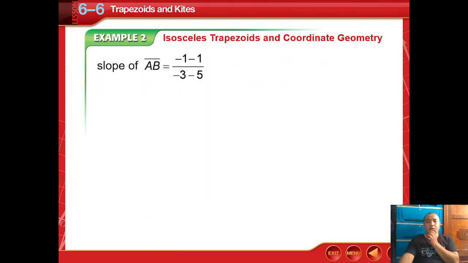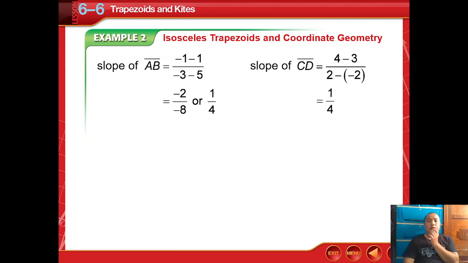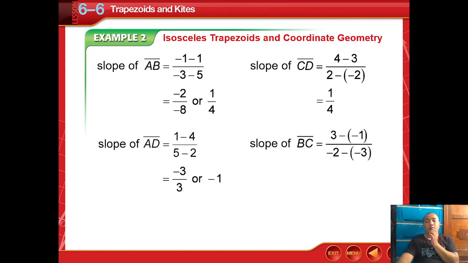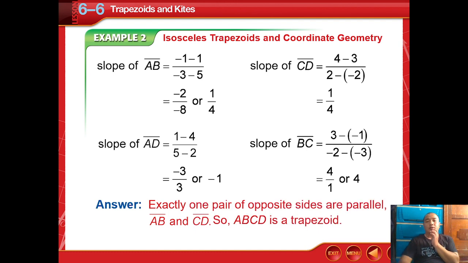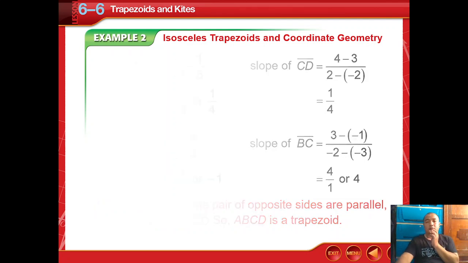So what's the slope of AB? 1/4. Slope of CD? It's also 1/4. Since they have the same slope, they are parallel. Slope of AD is negative 1, slope of BC is 4. They are not equal, so the legs are not parallel. There's only one pair of parallel sides, the upper base and the lower base. So exactly one pair of opposite sides are parallel, AB and CD. So ABCD is a trapezoid.